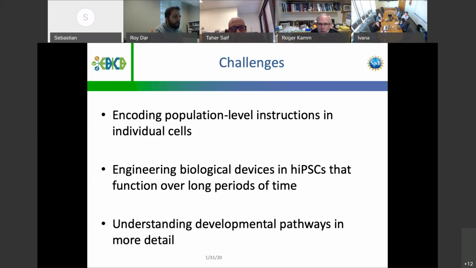Another challenge, obviously, is being able to engineer devices in human stem cells reliably over long periods of time, especially during stem cell differentiation. And obviously, one of the main challenges is that developmental biology is still a field that is not completely understood. So there are a lot of unknowns, and we don't know a lot of the pathways that we need to control in general and how development works in general.